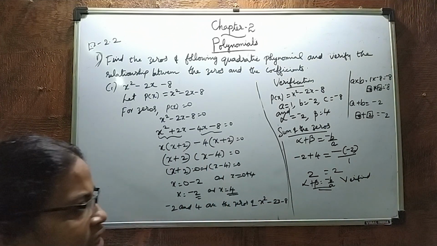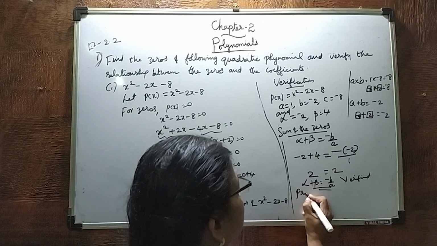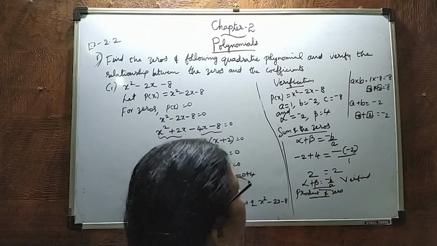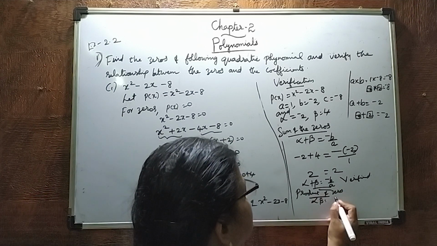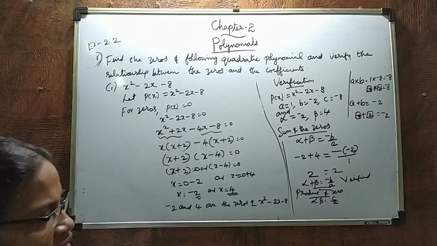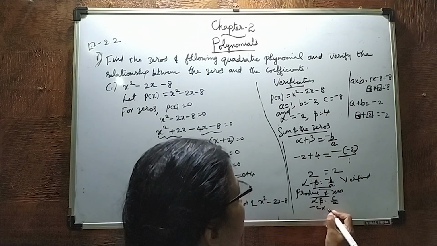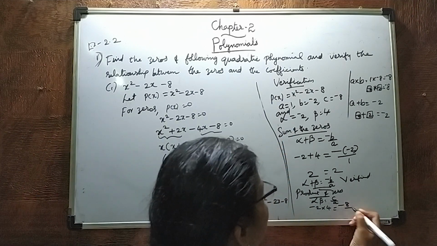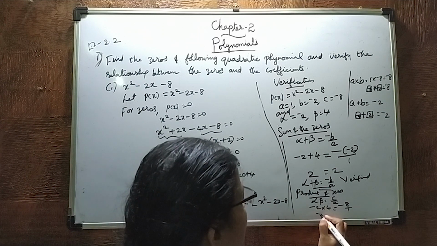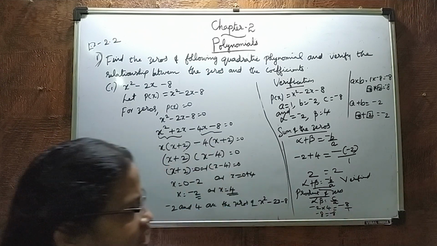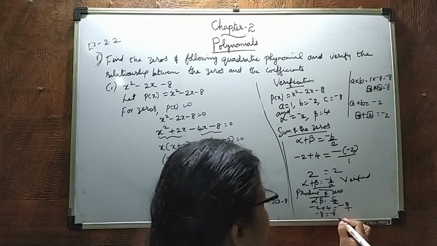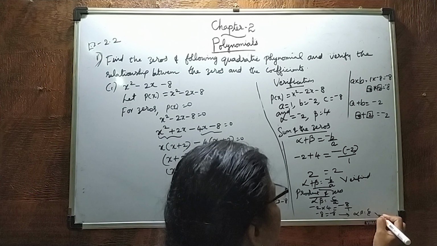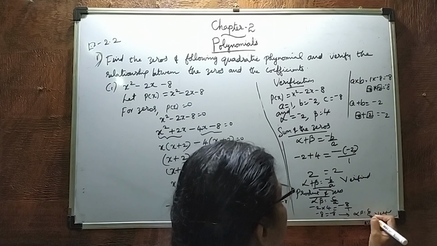Next one more thing is the product of zeros. It is alpha beta equals c by a. Alpha is negative 2 into 4 equals c by a. c is negative 8 by a is 1. So you'll get the answer negative 8 is equal to negative 8. That means alpha beta equals c by a, that also verified.